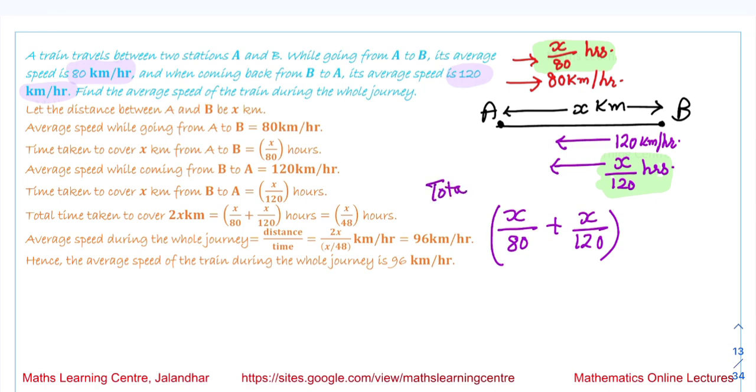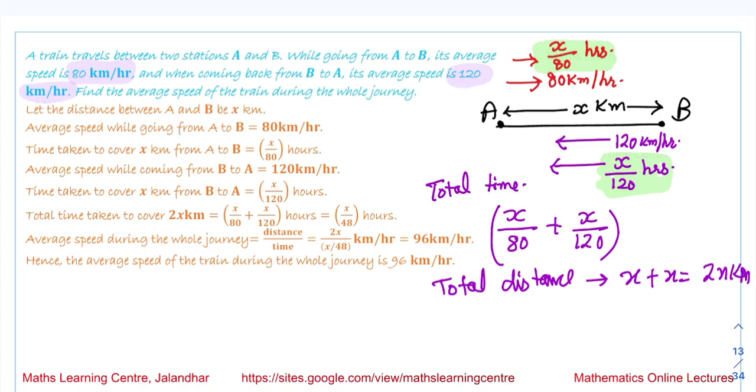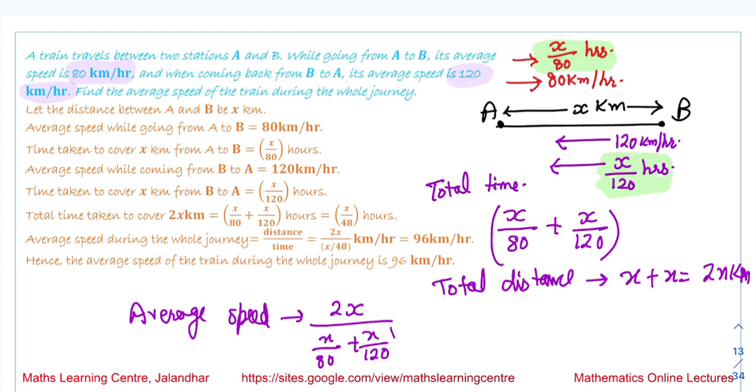This is the total time taken by the train, and the total distance is x plus x, which is equal to 2x kilometers. So the average speed that the train has is distance, that is 2x, over time taken, that is x by 80 plus x by 120.